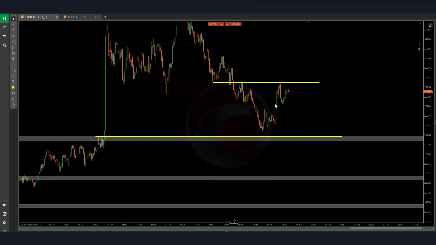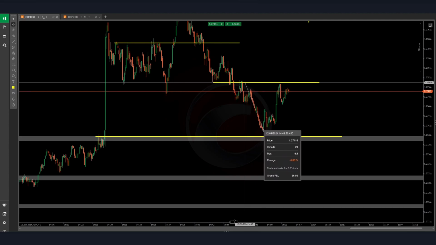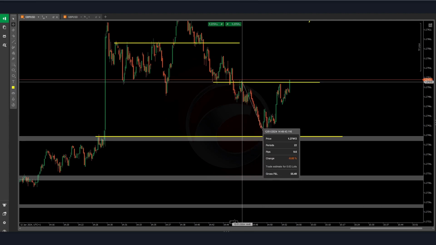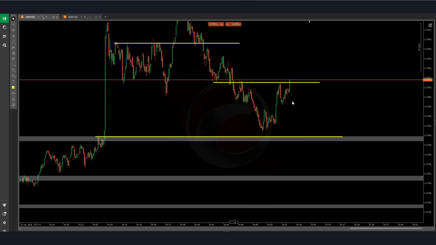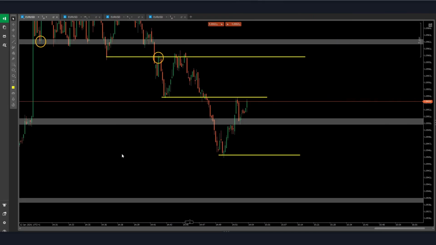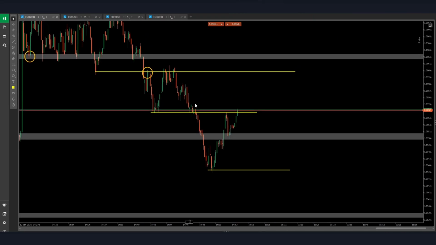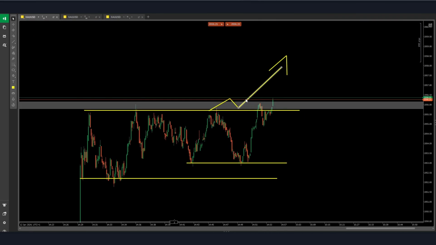Okay, so let's see. Yeah, we are seeing now a pushback. Depending on the entry, this one would have been a win or a break even. Also, over here, EURUSD is bouncing back up. Gold is now breaking above. So that's what we might see.